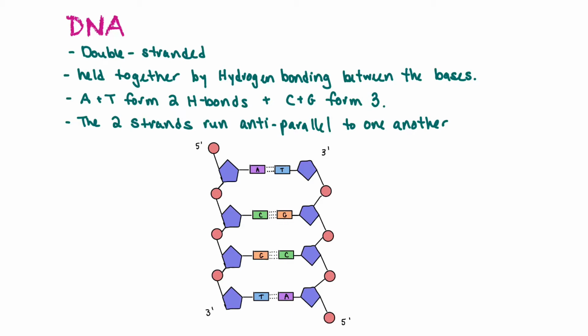Now, some other things about DNA. The sugar is deoxyribose, so that's where the D comes from. And our 4 bases are adenine, thymine, cytosine, and guanine.